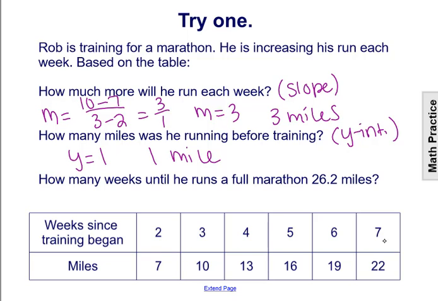We're adding 3 miles. So after the 8th week, he's going to run 22 plus 3, which is 25 miles. We're still not at 26.2. He's still not ready after 8 weeks. But if we do 9 weeks, if we add 3 again to 25, now we're at 28 miles. So we've now passed and achieved the 26.2 miles. So after the 9th week, he'll be able to run a full marathon.